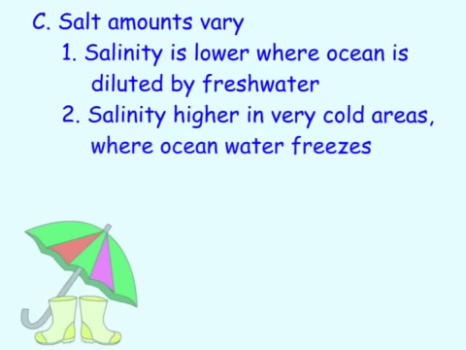Salt amounts vary. It's important for you to realize that ocean water is not the same everywhere. Salinity is lower where ocean water is diluted by fresh water. So if a river is meeting the ocean, then that water is going to have a lower salinity. In very cold areas where ocean water freezes, the salinity is going to be higher because the ice is not going to contain as much salt.